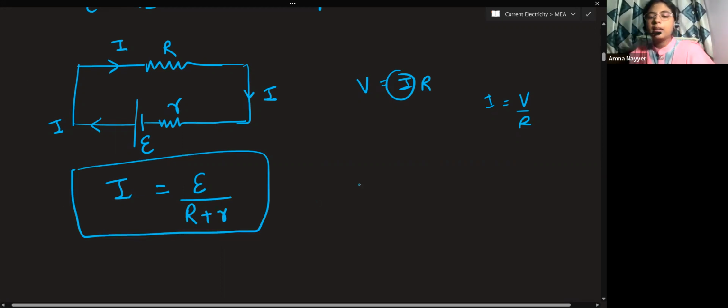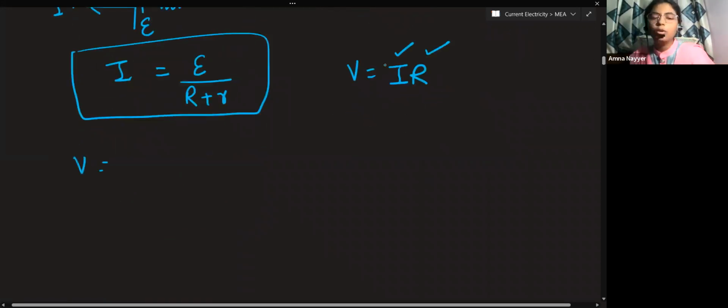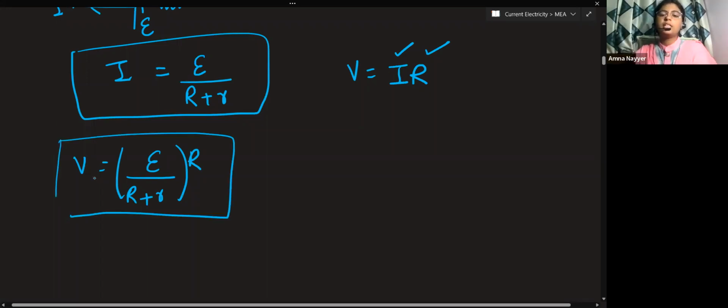Firstly this, then V is equal to IR. Now we know I, we already know R. So V, how can you get? V will simply be, put the value of I as E divided by R plus r, multiplied by R. So this is another formula of potential that you get. This is the terminal potential difference across the external resistor, capital R, that you have to calculate.